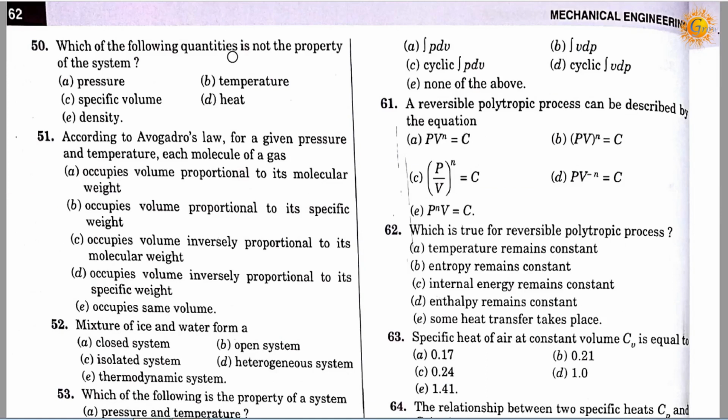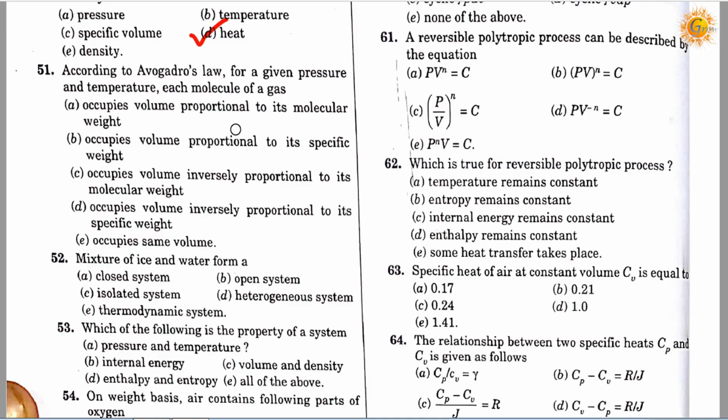Question number 50. Which of the following quantities is not the property of the system? Option A, pressure; option B, temperature; option C, specific volume; option D, heat; and option E, density. Correct answer is D. It will be heat. That is not a property of the system.